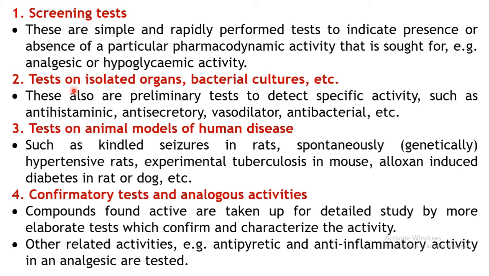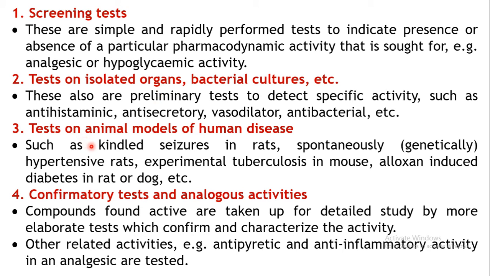Next, tests on isolated organs or bacterial cultures may be done. These are the preliminary tests to detect the specific activity, for example whether your drug has antihistaminic property or anti-secretory property, whether it can reduce secretions, or has a vasodilatory or antibacterial property. This can be studied by utilizing isolated organs, which are isolated from animals.